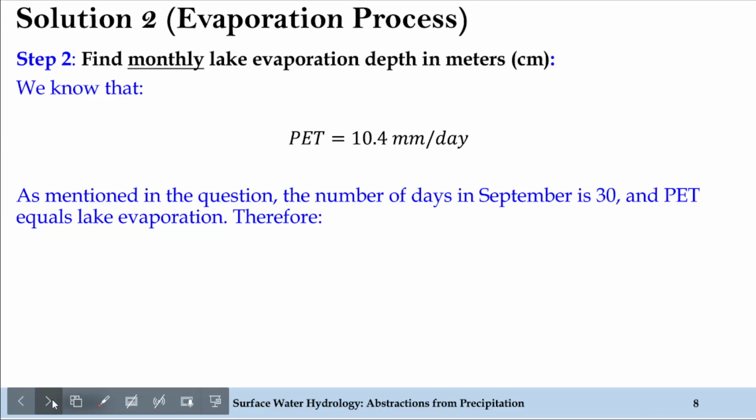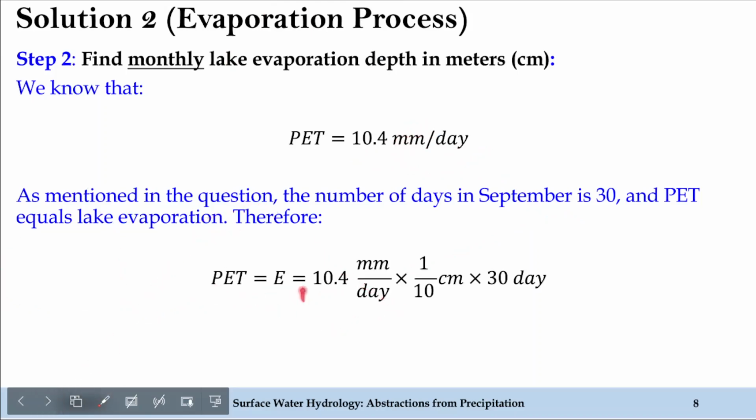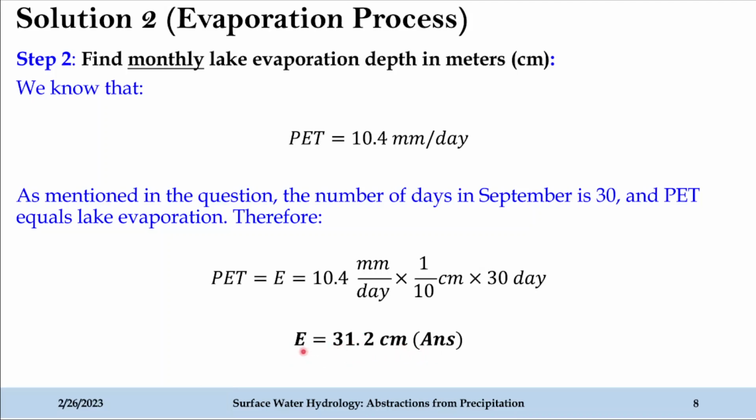So the way to find out the depth, as we have seen in the previous problem as well, is to multiply this rate with the number of days in that particular month, and that's why we get the PET, which is equal to E, since it is also given in the problem that the potential evapotranspiration should be treated as the evaporation depth. So 10.4 mm per day is multiplied with the number of days 30, and finally it has been converted into centimeter instead of meters. Okay, so finally we have obtained evaporation as 31.2 centimeter, and this is the response that we actually wanted to determine for this problem.